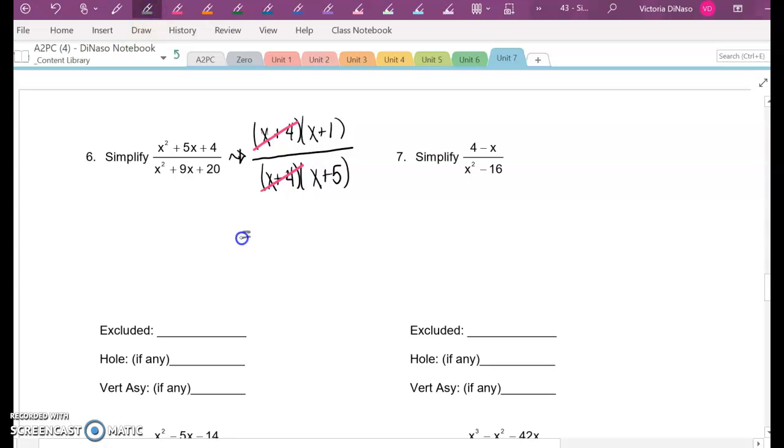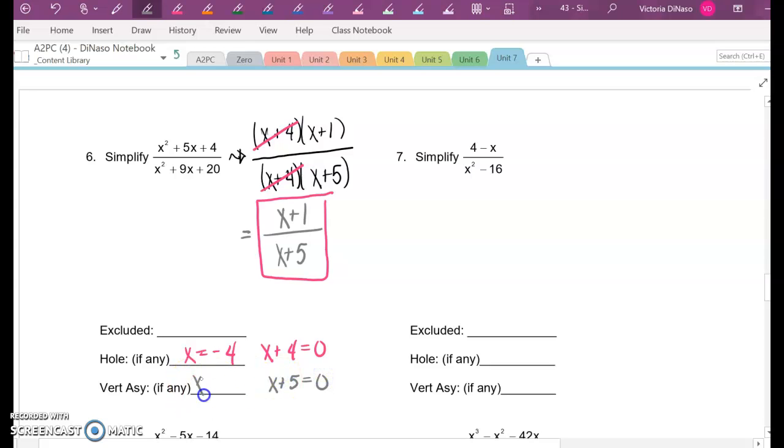I'm going to write down what's left over, which is x plus 1 divided by x plus 5. So this is my simplified answer. That's your final answer to this problem. Your hole is what you cancel. So I'm going to take x plus 4 and set it equal to 0, and we get x equals -4. And then I'm going to take what's left over in the denominator, which is x plus 5, set it equal to 0, and we get x equals -5. You never, ever set the numerator equal to 0. And your final answer for excluded values are -4 and then -5.